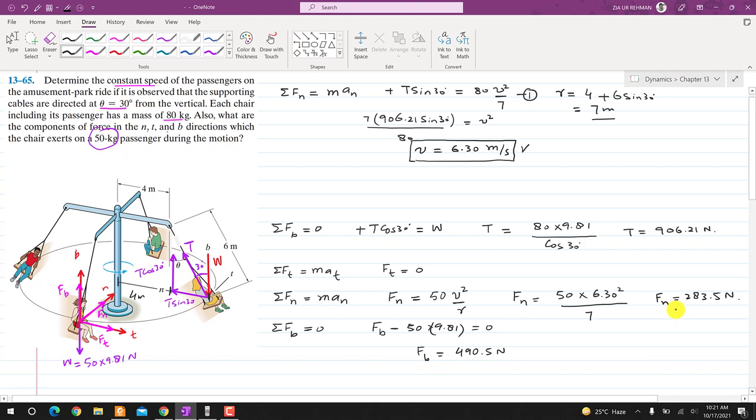So the chair applies 490.5 newtons in the binormal direction on the passenger. Similarly, chair applies 283.5 newton force in the normal direction. And in the tangential direction, the chair does not apply the force on the passenger. So this is the solution of this particular problem.